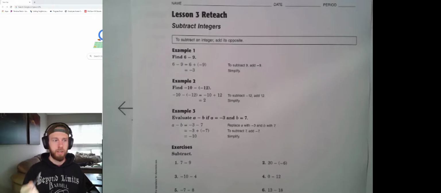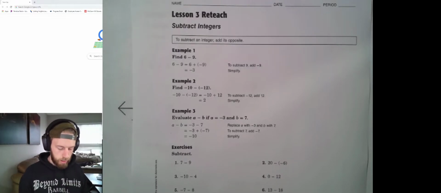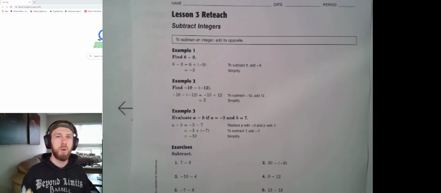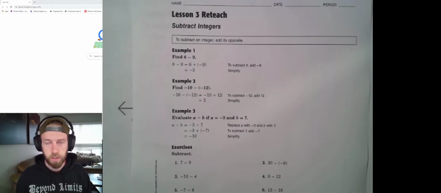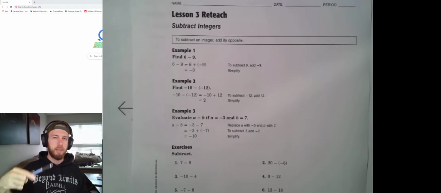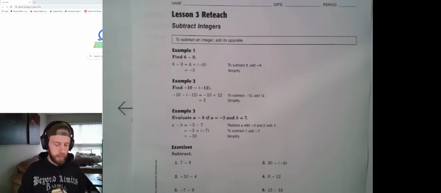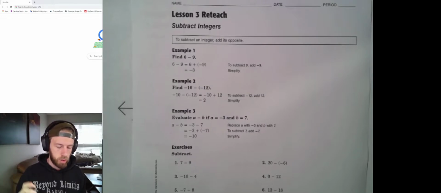Yesterday, we started with adding integers, which should have proved to be okay. Adding integers never is too bad when you're first learning it. Now, subtracting integers is much more difficult. Subtracting integers has these weird kind of concepts to them that might take you a minute to understand. But let's jump right into it.